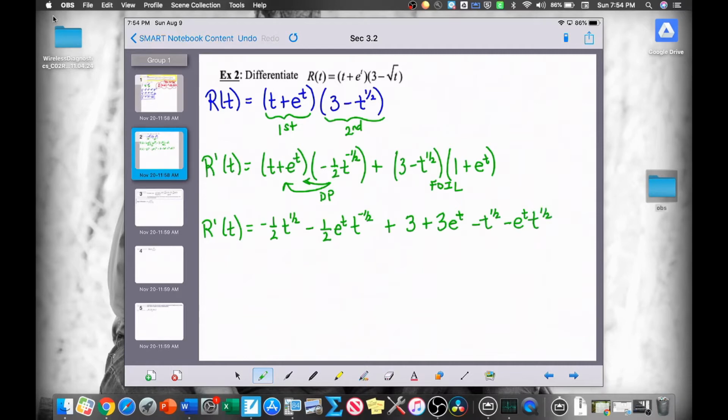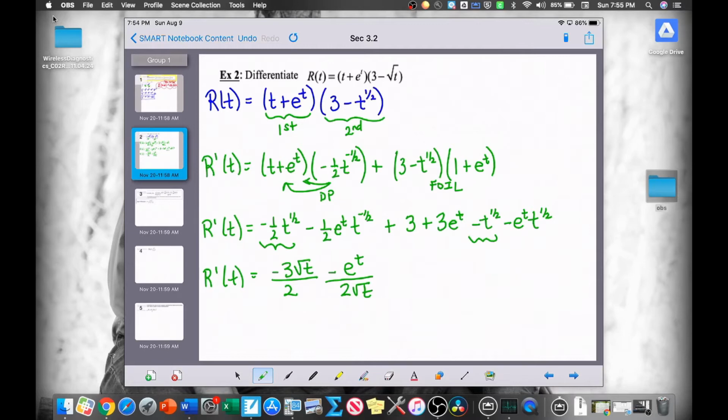And at this point, I basically only have two terms here that are like terms, and that is this t to the 1/2 term and that t to the 1/2 term. So negative 1/2 t to the 1/2 minus 1 t to the 1/2 is negative 3/2 t to the 1/2. So r prime of t would be equal to negative 3/2, and then t to the 1/2 is the square root of t. And then the second term, I would just rewrite as negative e to the t over 2 square root of t, right?